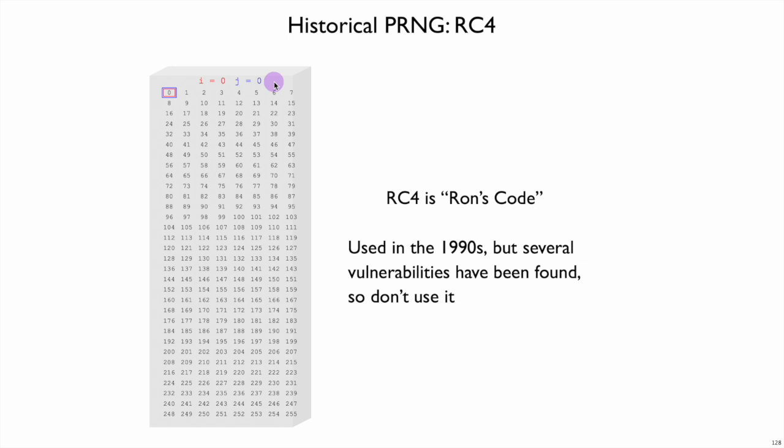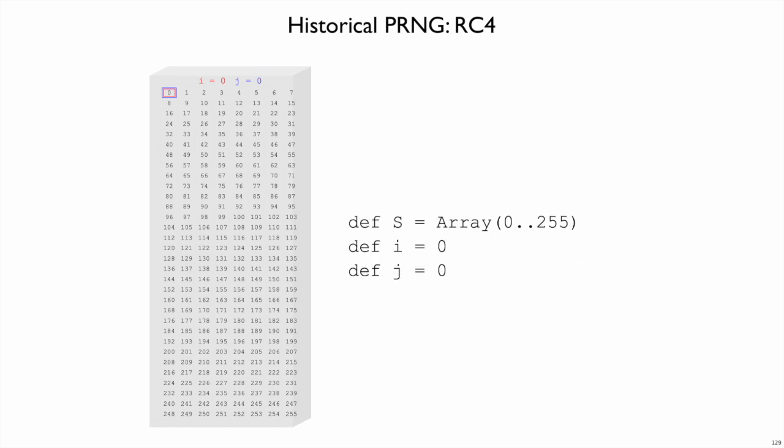RC4 has an internal state of 258 bytes. 256 of them are initialized with indices 0 through 255, and then we also have a number i and a number j on top of those. So in pseudocode, we might define the state like this, an array S with an i and a j also. The array starts out with 0 through 255, but if we just started generating random numbers from that state, then everyone would always get the same numbers. So we need a way to seed this generator to change its internal state to a unique starting position.